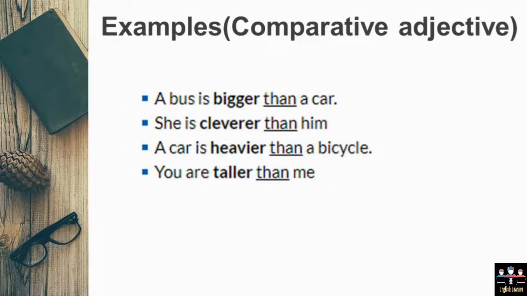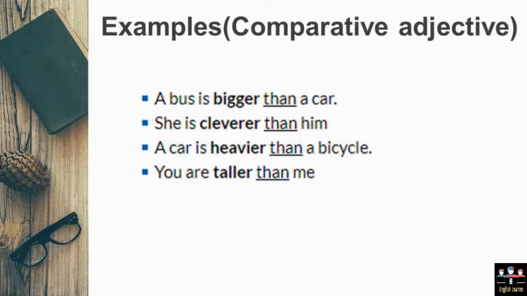Next, we have examples of comparative adjectives and how they are used in a sentence. As we have read earlier, we use them with than or to, as we are making a comparison between two things. Number 1 example is, a bus is bigger than a car.